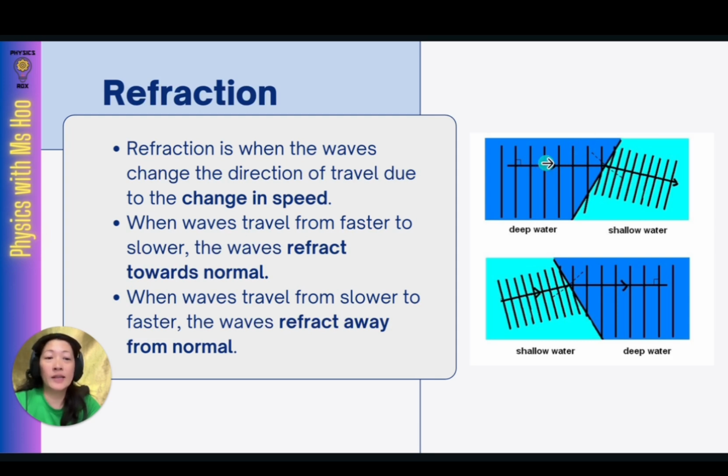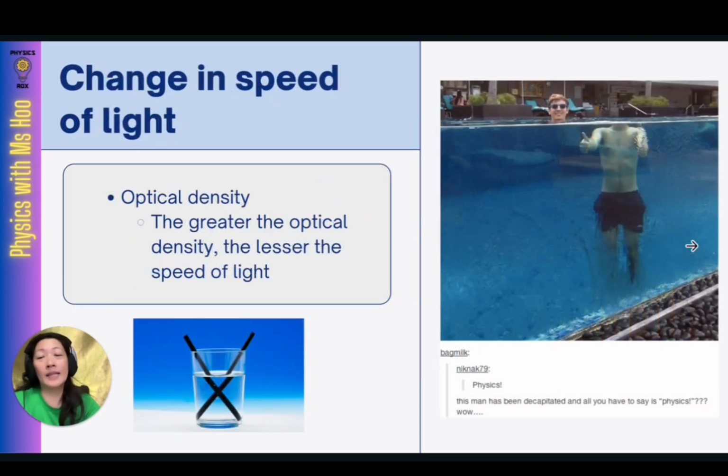slow. The direction here refracts towards normal, where this is the normal line. Whereas when moving from shallow to deep, which is from slower to faster, you can see that the direction has refracted away from normal, where this dotted line here is the normal line. If this is not so clear to you, we'll be going through this in more detail in some upcoming slides. For now though, let us discuss what causes the change in speed of waves.